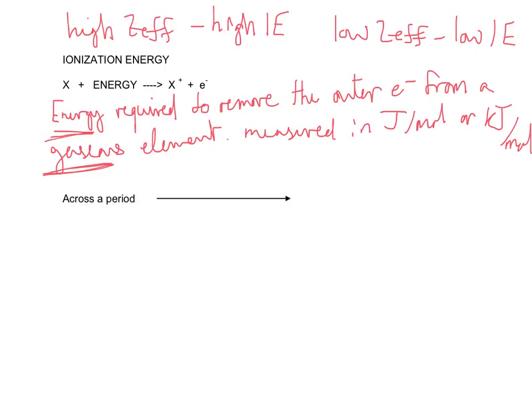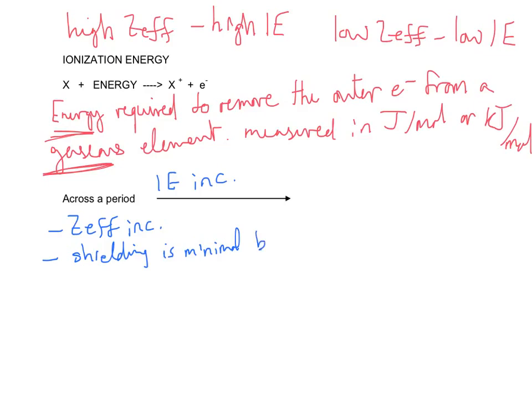So let's look at the trend across a period. So across a period, Zeff increases, and therefore ionization energy increases. So let's look at our supporting statements. So we would say ionization energy increases because Zeff increases. That is because shielding is minimal, and that's because your electrons are added to the same energy level.